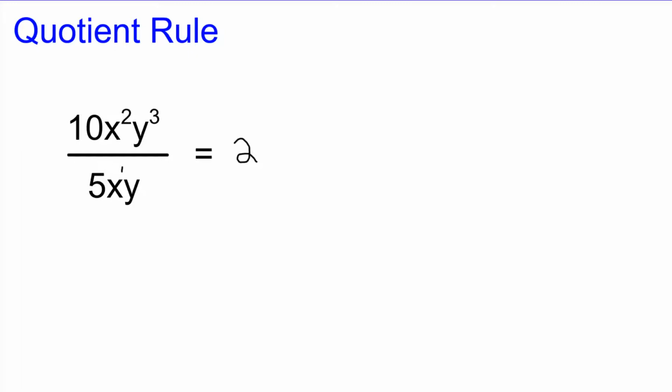So with quotient rule, we subtract our exponents. So it's going to be x to the power of 1, which we don't need to write out because anything to the exponent 1 is itself. So we'll just leave it as x. And last, we have y to the power of 3 minus y to the power of 1. So that's going to give us y to the power of 2. 3 minus 1. And once again, this is our final answer for this problem.